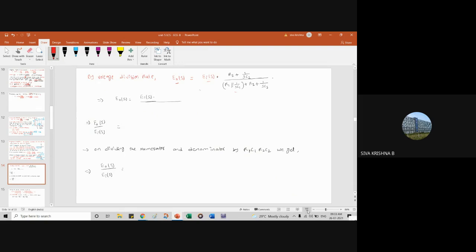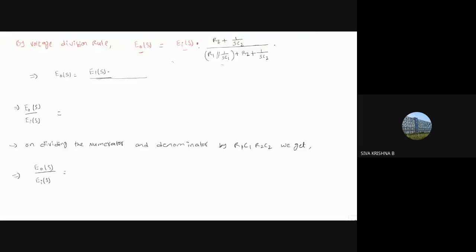What is the simplification here? In the numerator we will have the LCM there. So find the LCM, and numerator is S R2C2 plus 1 by SC2, and denominator do the parallel and then after this one also. What is that now? R1 into 1 by SC1 by R1 plus 1 by SC1. If any two elements are in parallel, that is A into B by A plus B. This is the parallel network.